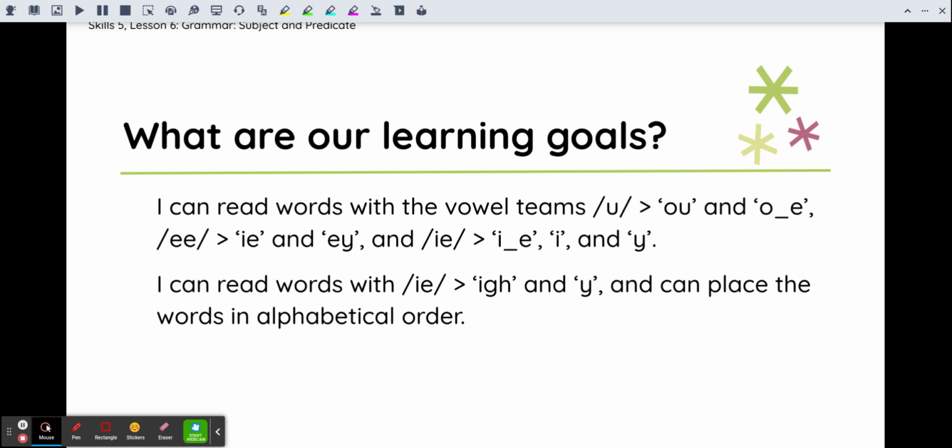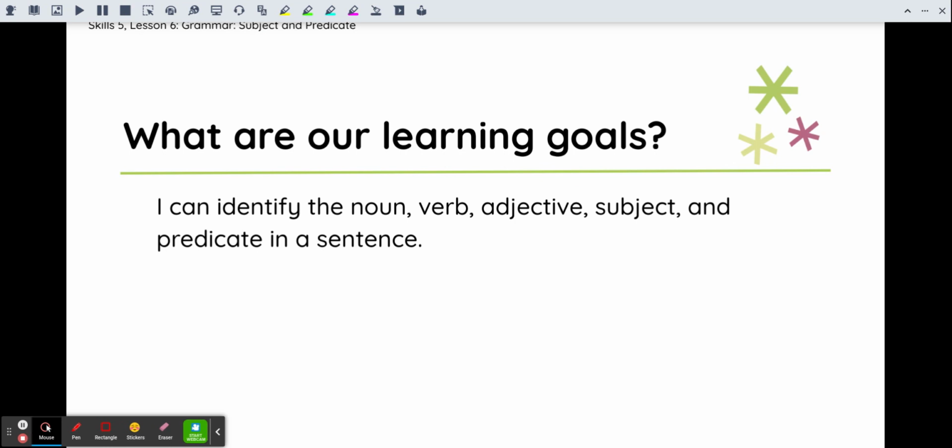I can read words with the vowel teams spelled O-U, and O consonant E spelled I-E and E-Y, and I spelled I consonant E, I, and Y. I can read words with the I spelled I-G-H and Y, and can place the words in alphabetical order. I can identify the noun, verb, adjective, subject, and predicate in a sentence.